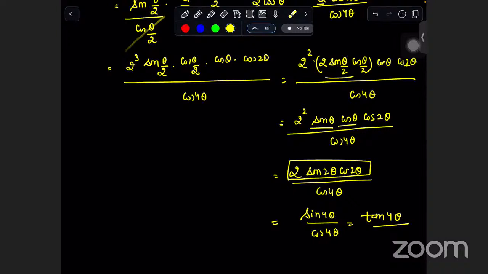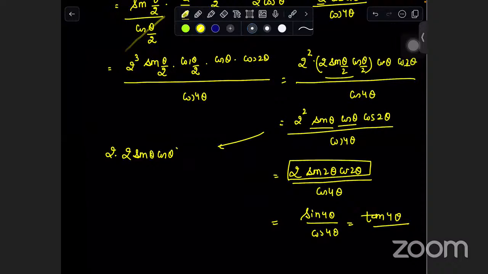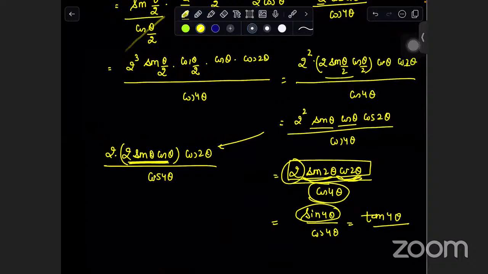In the last two steps, take it like this. 2 sin theta cos theta into cos 2 theta upon cos 4 theta. Now this 2 sin theta cos theta is what? Sin 2 theta. So it became 2 sin 2 theta cos 2 theta upon cos 4 theta. Now this 2 sin 2 theta cos 2 theta is sin 4 theta upon cos 4 theta, which became tan 4 theta.